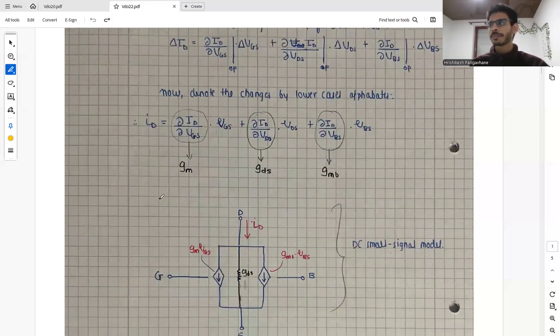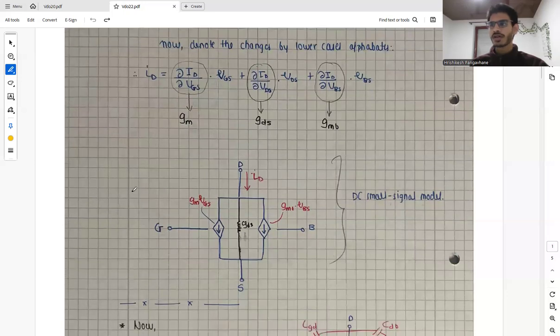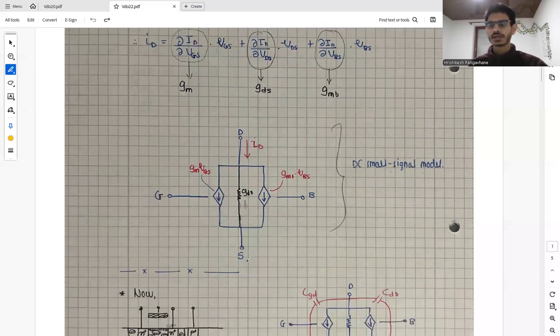And thus we can draw a DC small signal model of a MOSFET. We have our drain terminal, our source terminal, and our gate terminal. Along with that, we have our bulk terminal with body effect, VBS. gm vgs and gmb vbs are shown like this because they are controlled by voltages at the gate and bulk. And gds has its two terminals, one at drain and one at source, and total ID flows from drain to source. So this is the DC small signal model.